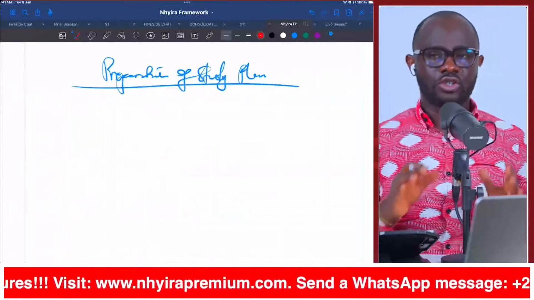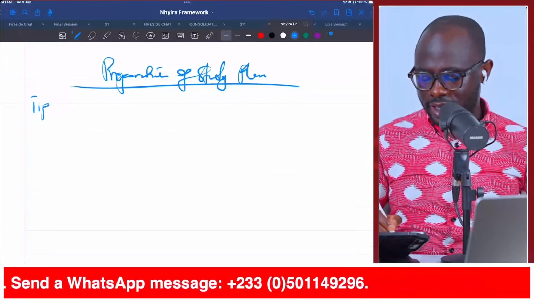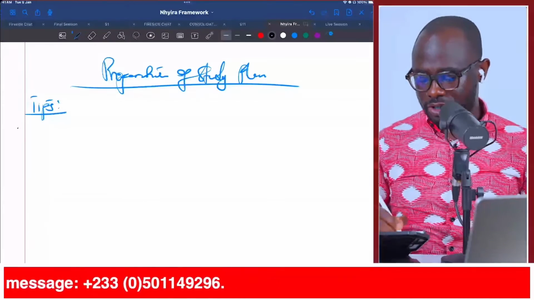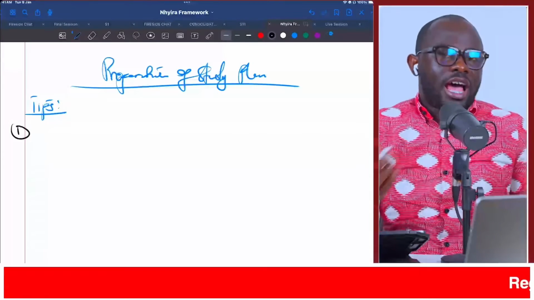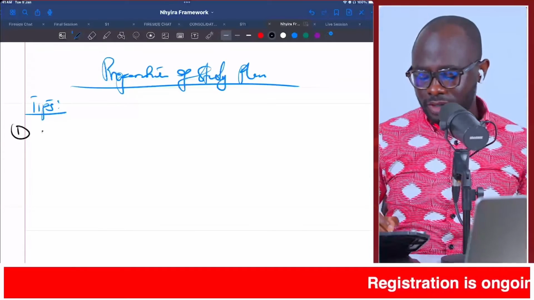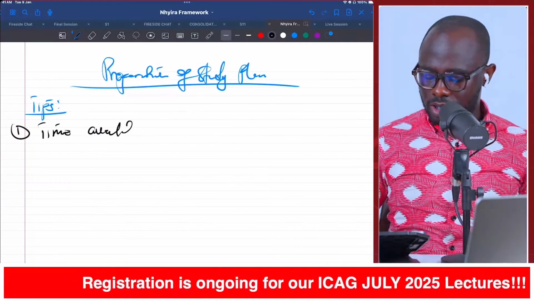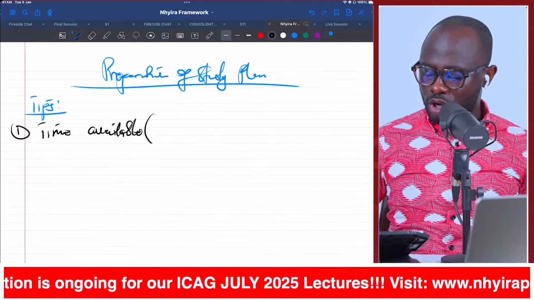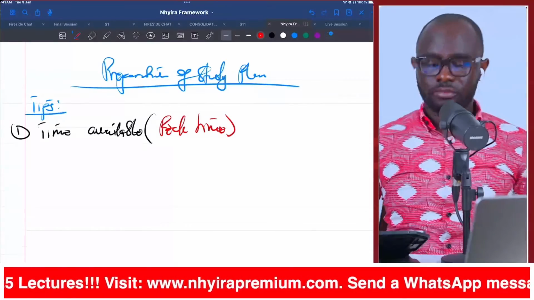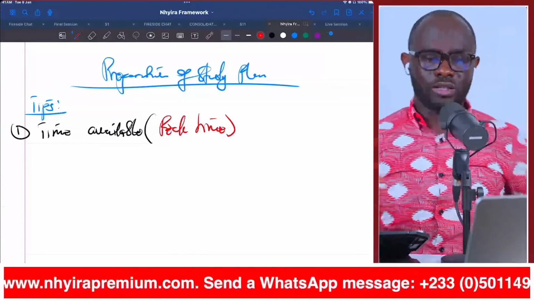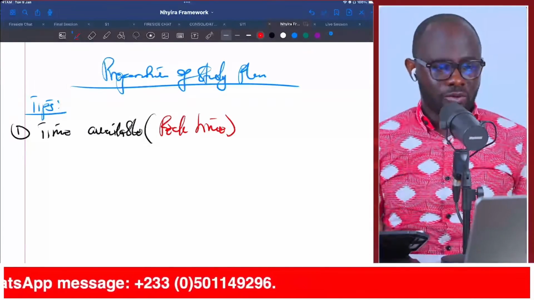So in order for us to prepare the study plan, there are a couple of key tips that we need to put in place first. Number one, we need to identify what time we can study. So what is the time available? And as I always say, you want to study at your peak time. So what's your peak time? This is going to vary for everyone based on your schedules, your work, and all those things.